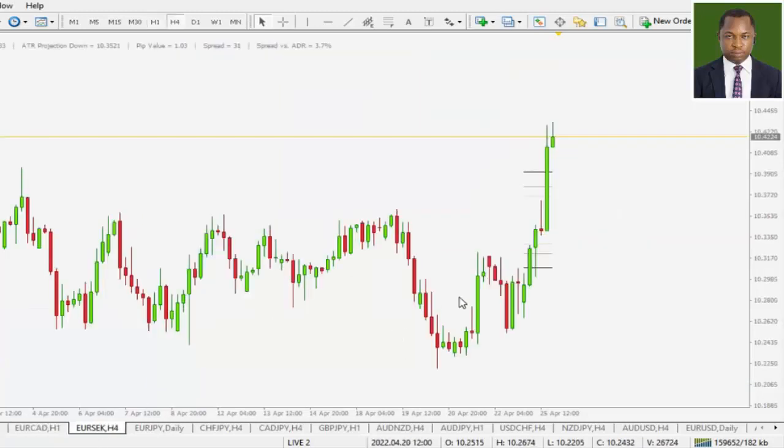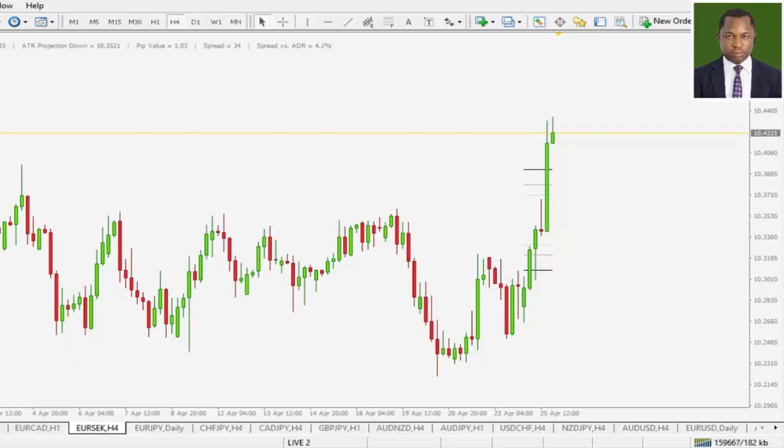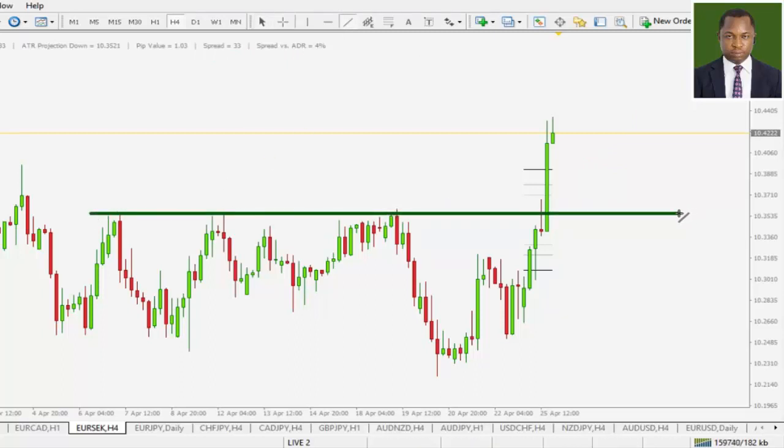Finally, the euro against the SEK. This is not a regular pair, but my ADR versus spread is just 4.1%, which is okay. It's just that the spread is too much, but the pair actually moves a lot. What I just want to show you is that this area, which was a key level of resistance, has given way.